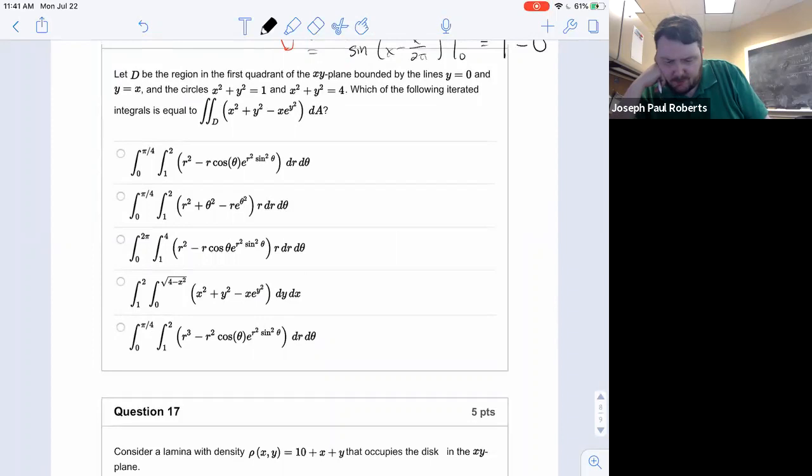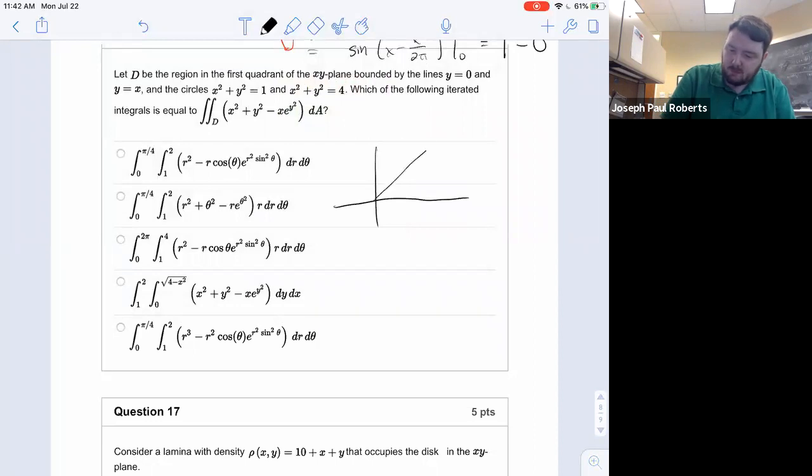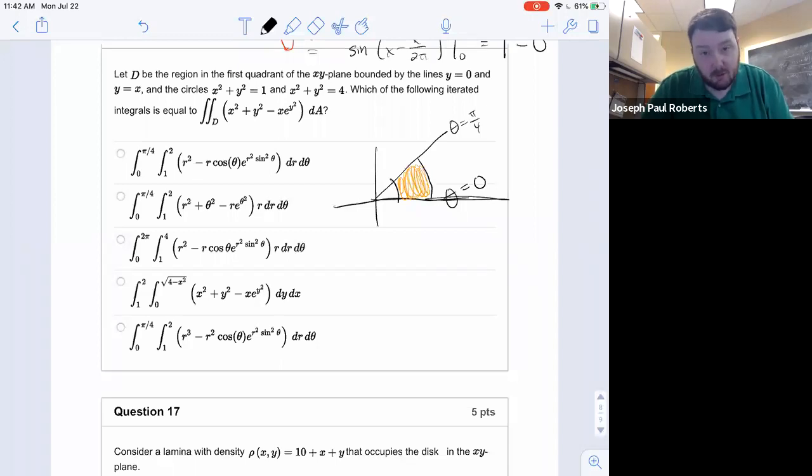So let D be the region in the first quadrant of the xy plane bounded by y equals 0, y equals x, and these circles. Which iterated integral is equal to this? So this sounds like a polar type situation. We have y equals 0, y equals x. We have a circle of radius 1, a circle of radius 2. And so putting it all together, this seems to be the region that we're looking at. We know that y equals x is at an angle of pi over 4, and y equals 0 is at an angle of theta equals 0. And then r is between 1 and 2. So we can immediately get rid of that.